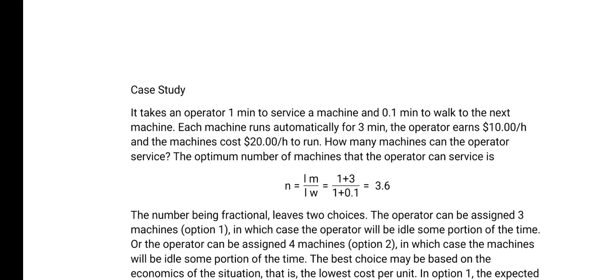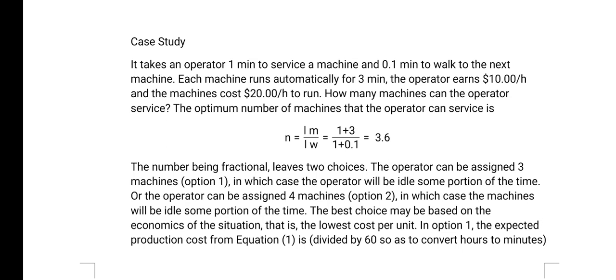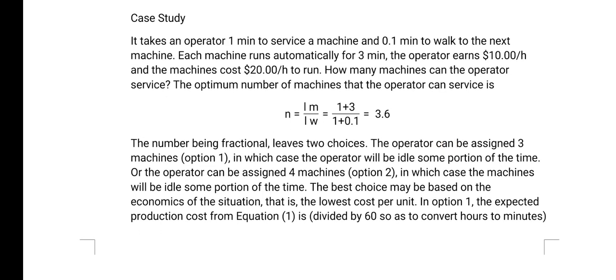Case study number 1. It takes an operator 1 minute to serve a machine and 0.1 minute to walk to the next machine. Each machine runs automatically for 3 minutes. The operator earns $10 per hour and the machine costs $20 per hour to run. How many machines can the operator serve?